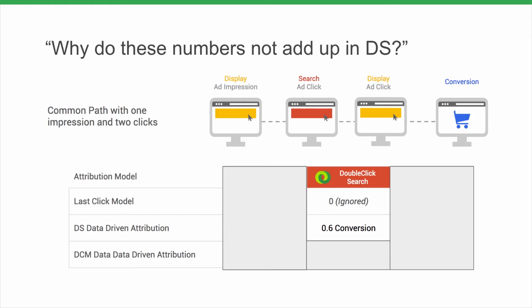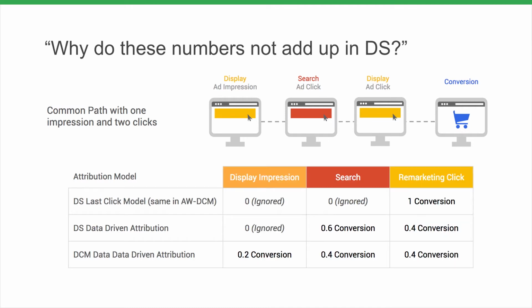Now, if you were to look at the difference between these models in DS, you can see that it makes an impact in the total numbers that are attributed to search. The larger your remarketing effort, the larger the gap between last click and DDA in DS. But keep in mind that the DDA model in DS is based on clicks only. So the DCM DDA model would actually assign a fractional credit to each step in this customer journey and would attribute lower numbers to your search channel than the DS DDA model.